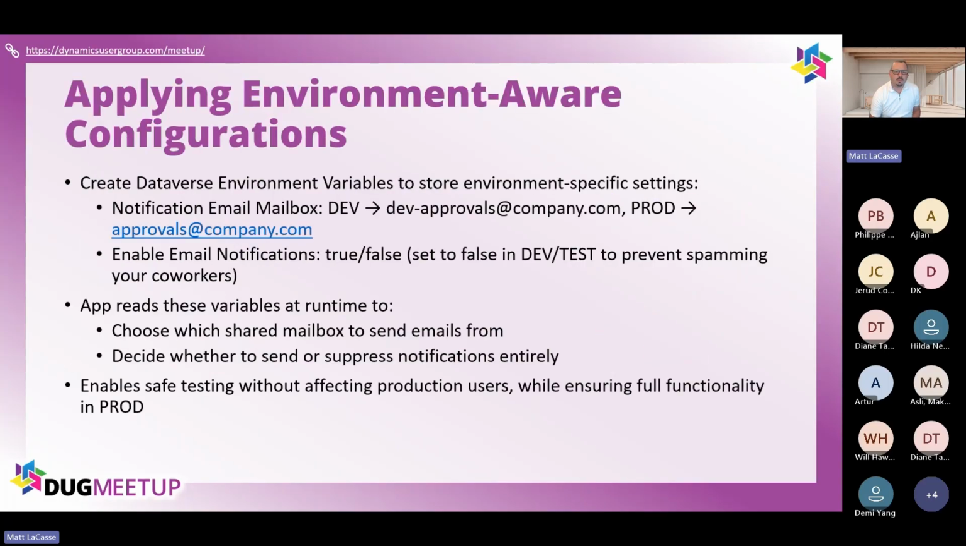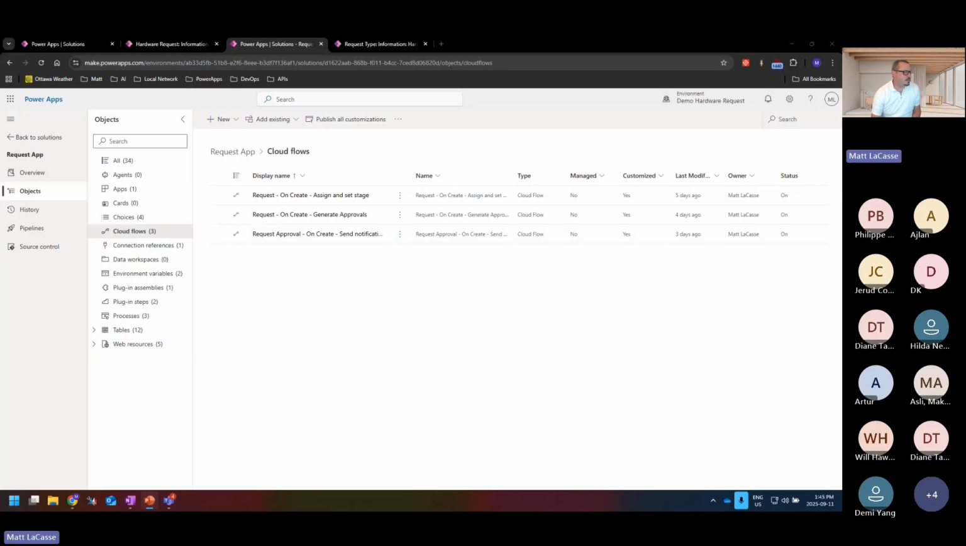So in our case here, what we're going to do is create a couple of environment variables for this application. One is going to hold the notification shared email mailbox address. And then the other one is going to be a general flag to enable notifications in your environment. So again, what does this look like? We'll jump back into the app.